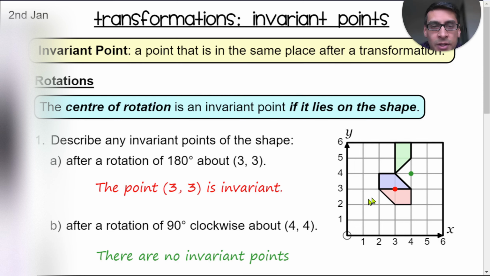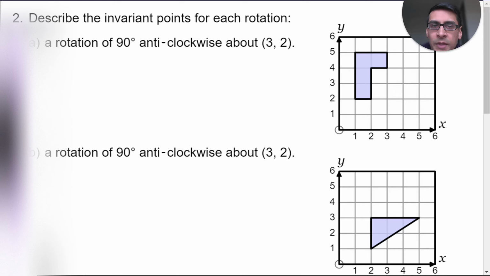If the center of rotation is on the shape, that point is invariant, and you might be required to describe that invariance by pointing out the coordinates of that invariant point. Okay, so another example here. Describe the invariant point for each rotation in this case. So have a go with both of these questions first, and then I'm going to go through them. Pause the video.